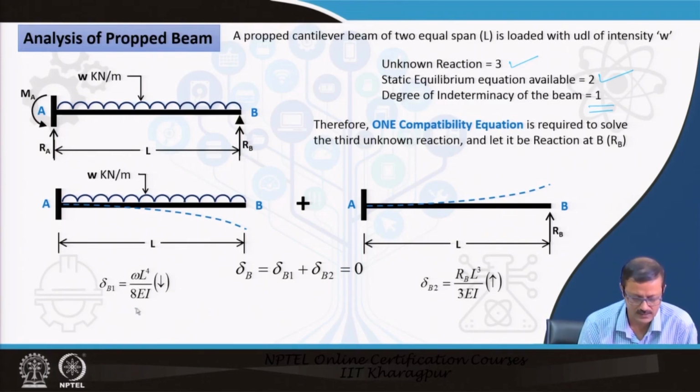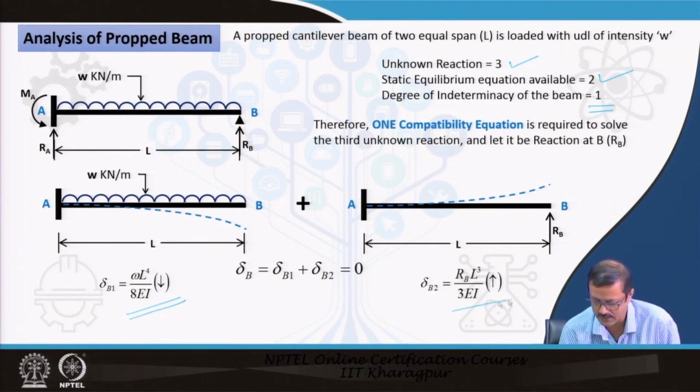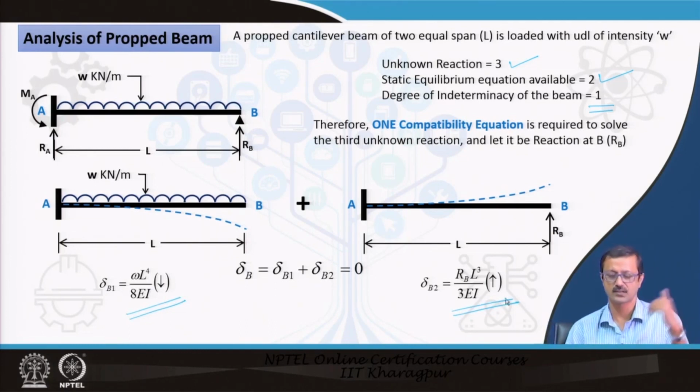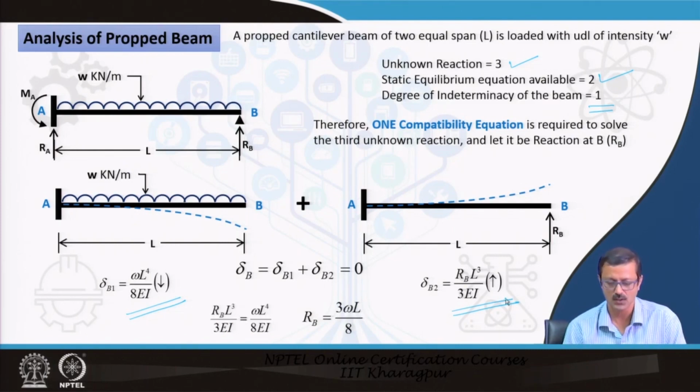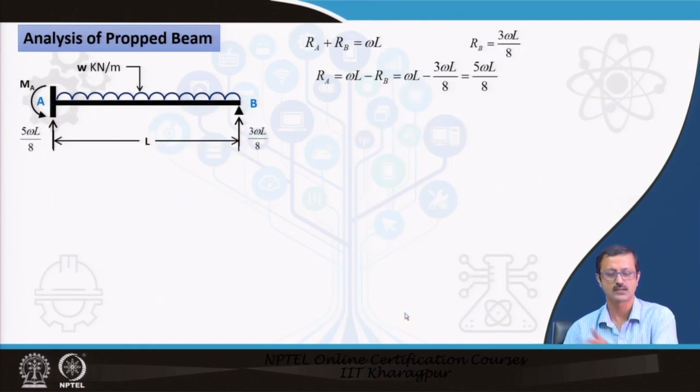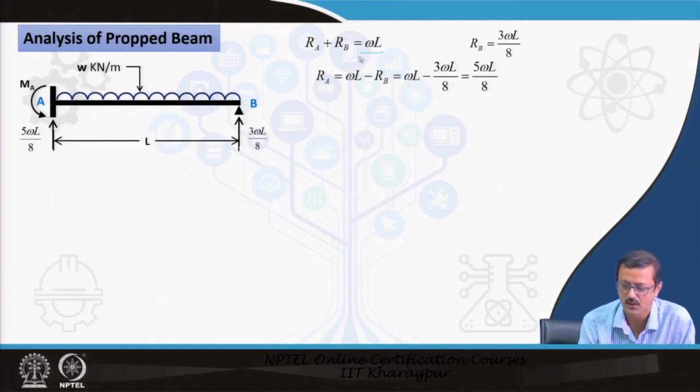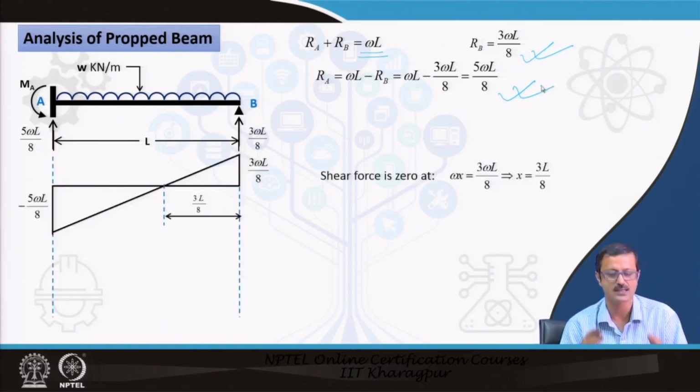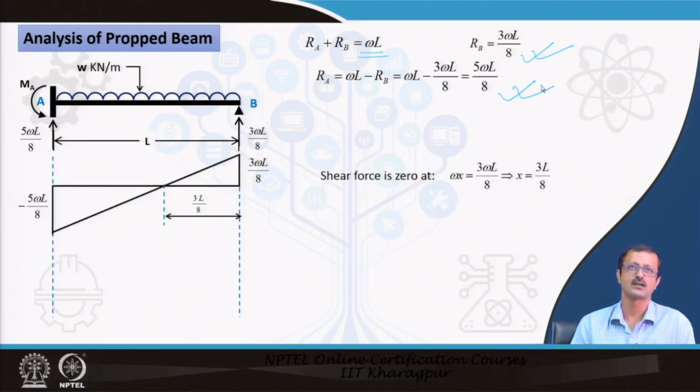So, delta B 1 is this and delta B 2 is this, as I understand from the deflection of beams, because we have already discussed these two cases at the initial stage. You can go through the first lecture or maybe the PPT and see that. Now we are equating these two, I can find out the value of R B, and this compatibility equation gives you the value of the unknown reaction. Now you can solve, because R A plus R B equal to omega into L. So, R B is known to you, you can find out R A, and as and when you know R A and R B, you can easily draw the shear force diagram.